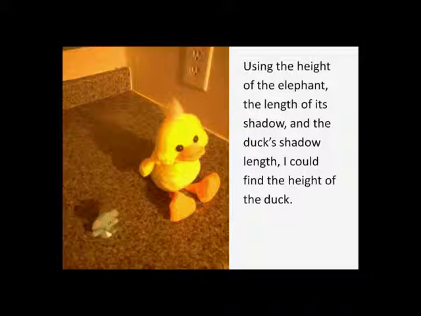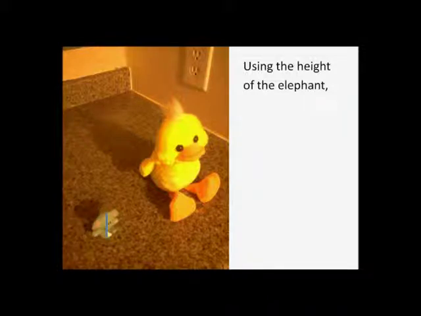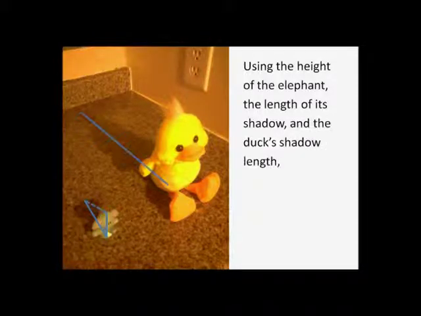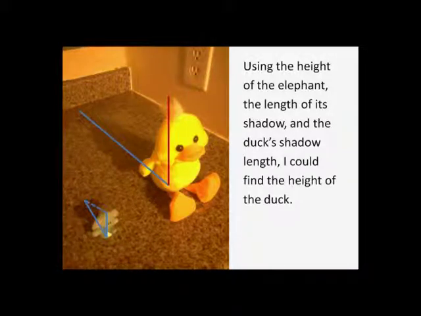Using the height of the elephant, the length of its shadow, and the duck's shadow length, I could find the height of the duck. The elephant's height and its shadow length create a right triangle. I can find the duck's height because it makes a similar right triangle, a proportional right triangle. I measured the height of the elephant, its shadow, and the shadow of the duck. I set those up in a proportion.